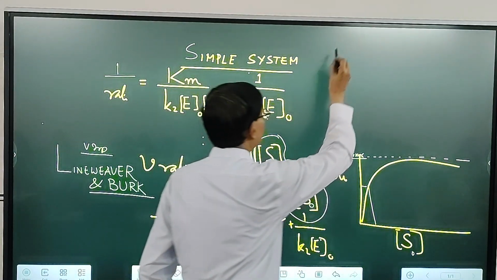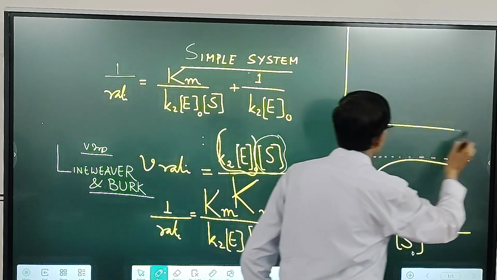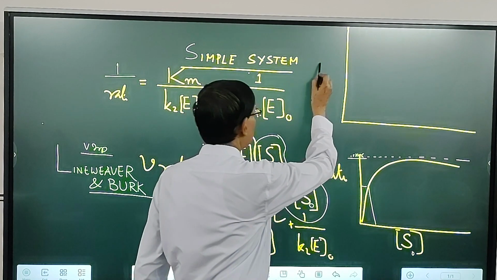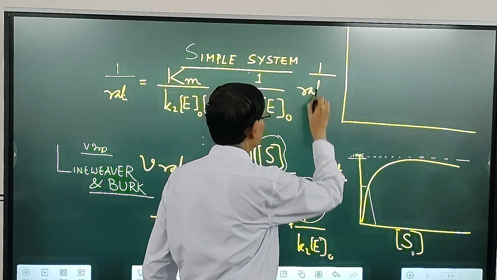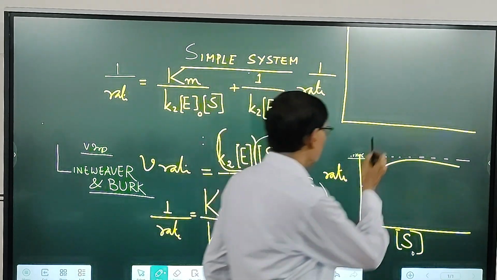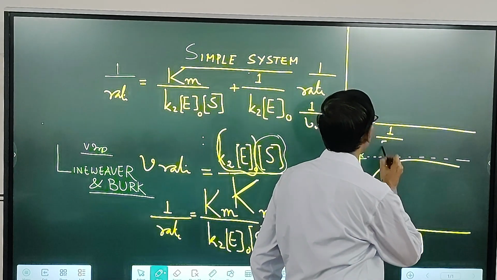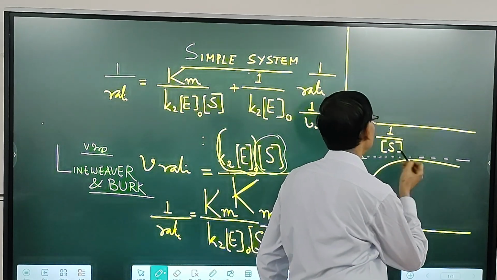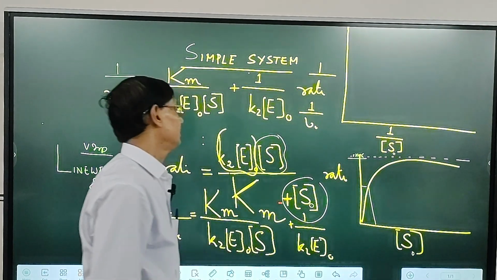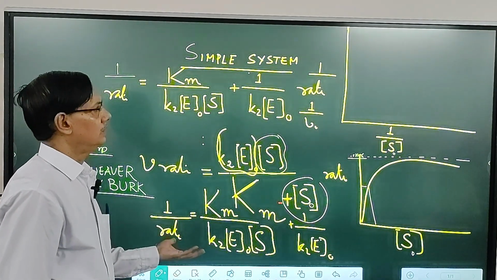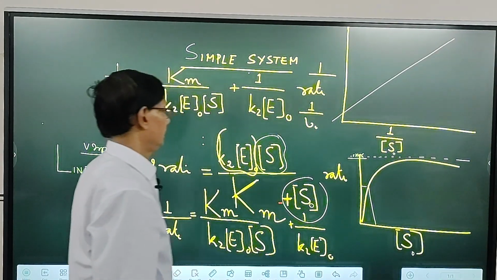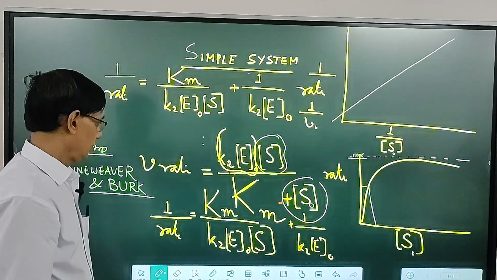Now, my question is that, if we plot a graph, means Lineweaver and Burk, they actually plotted this graph, 1 by rate or 1 by V0, you can write, and 1 by S, S or S0, whatever it is, as I told you. Fortunately, this is simple mathematics, double reciprocal plot. Straight line is obtained. I'll show you that plot.